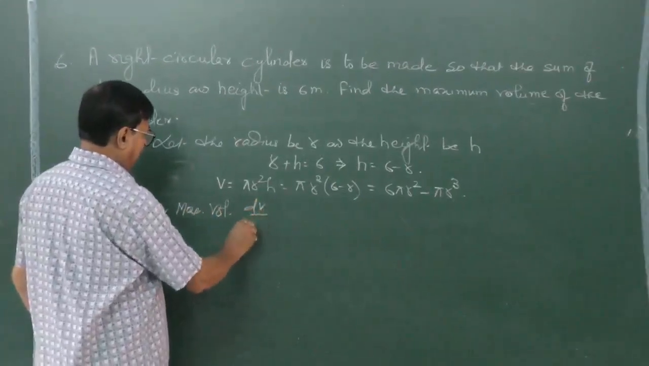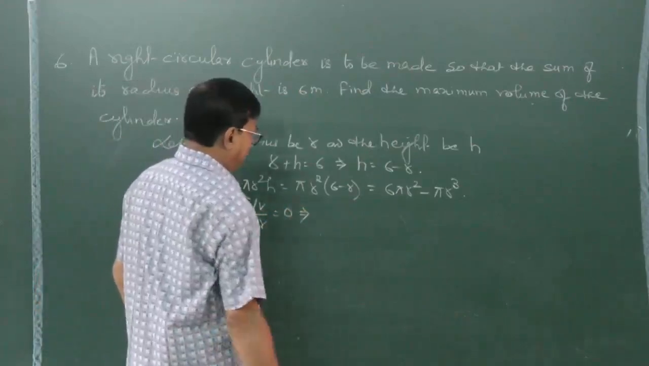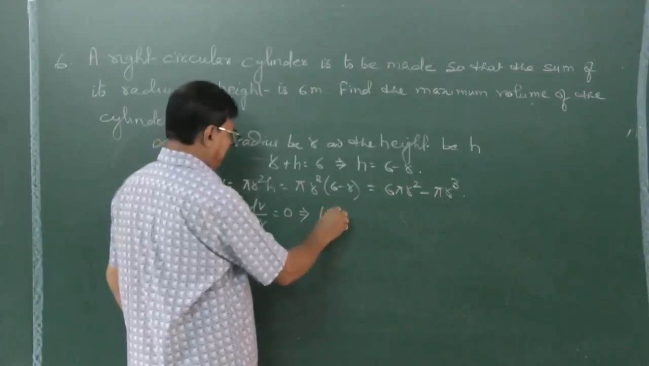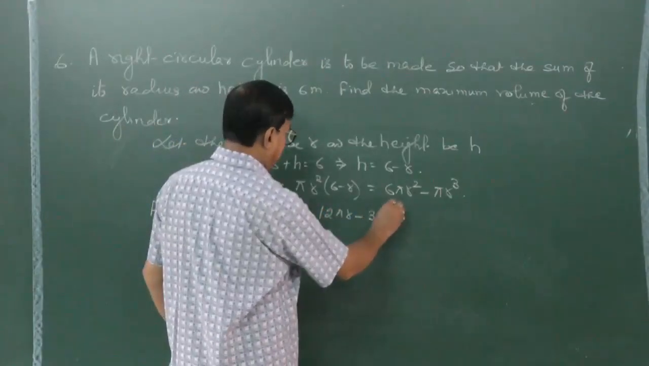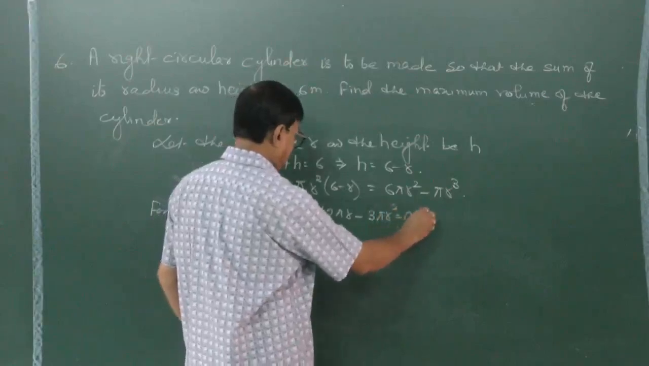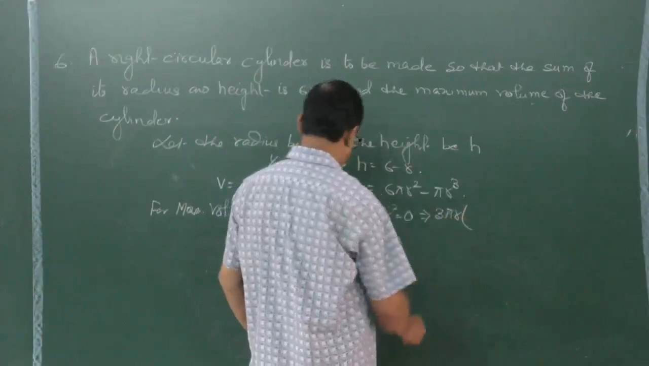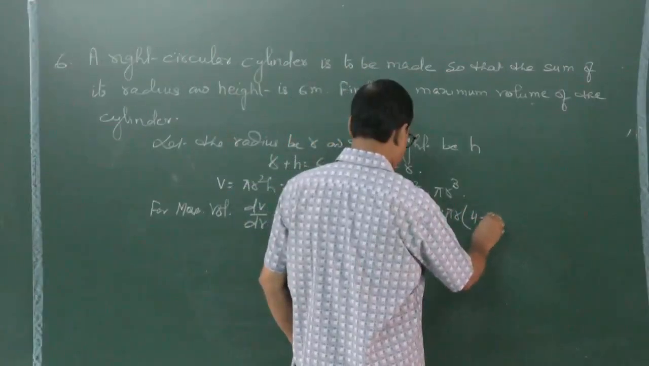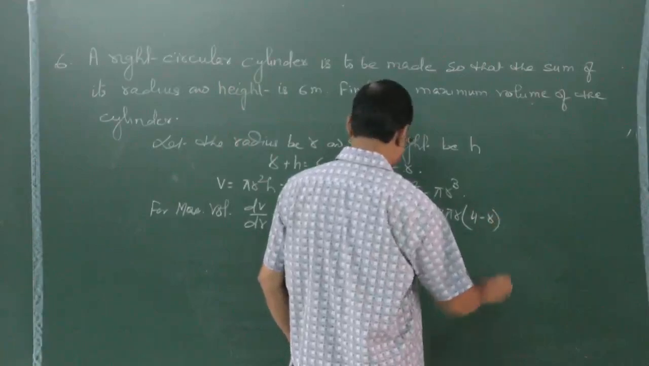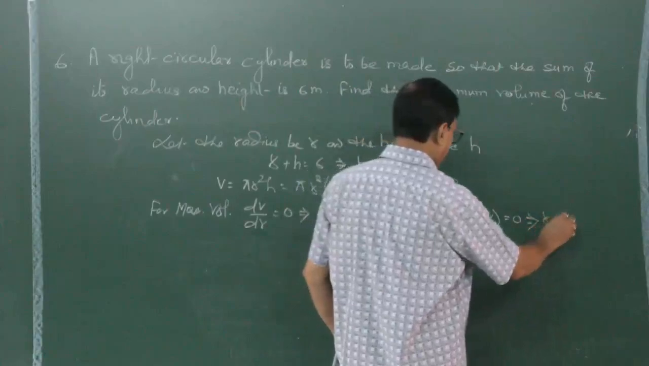dV by dr will be 0. So this implies 12 pi r minus 3 pi r square is equal to 0. So 3 pi r can be taken common. So 4 minus r is equal to 0. So r is 4.